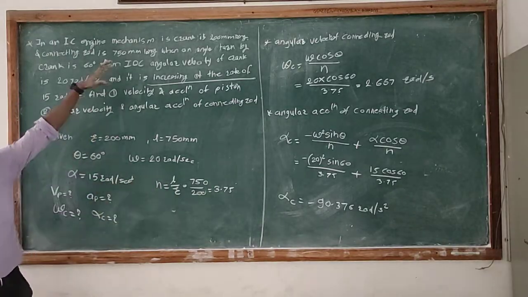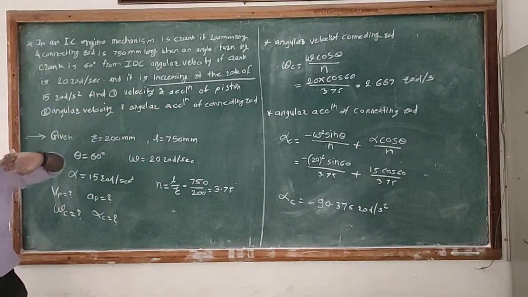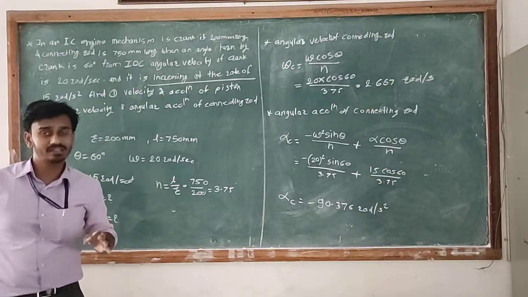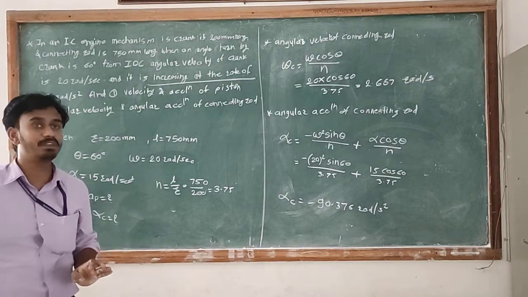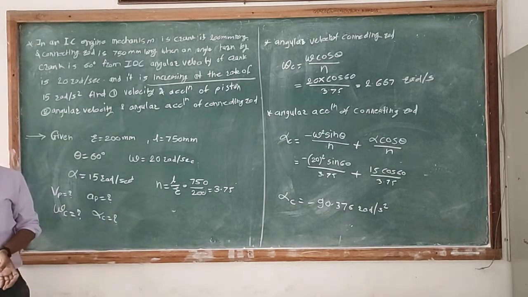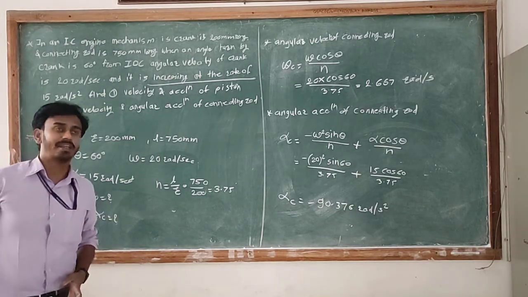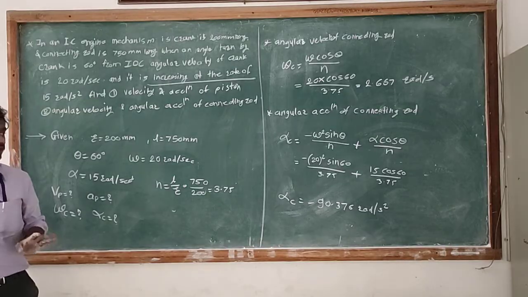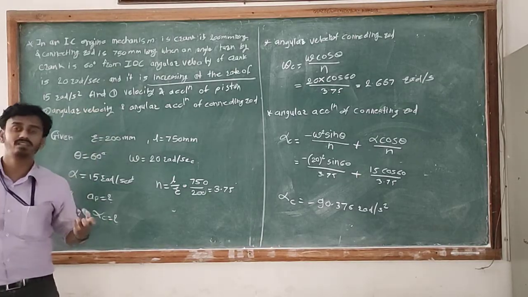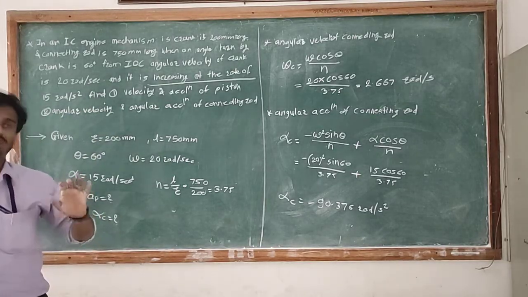Okay, so this is the overall solution of this numerical, in which we have found the velocity of the piston, acceleration of the piston, angular velocity of the connecting rod and angular acceleration of the connecting rod. So these are some numericals which are based on analysis of the slider crank mechanism.